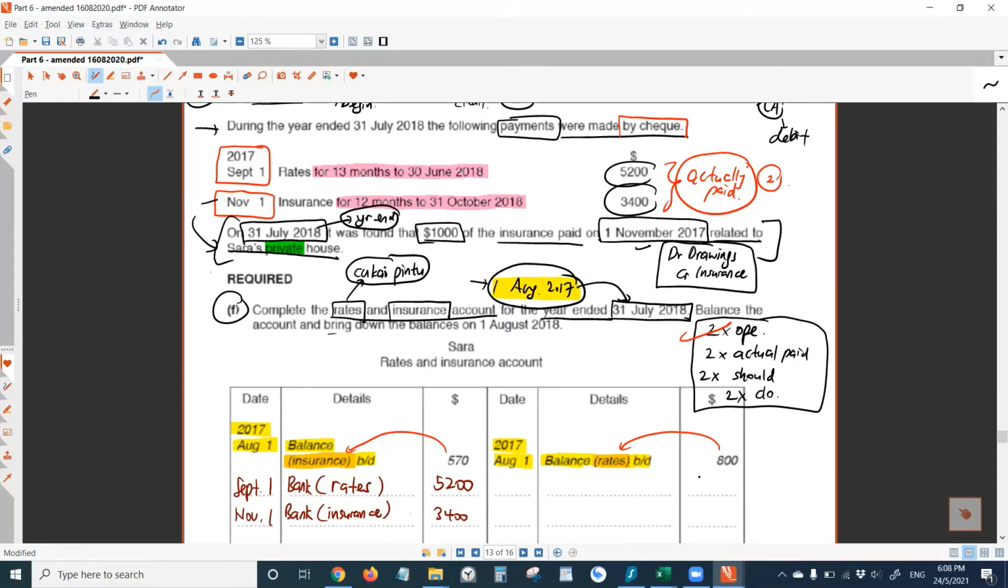So credit insurance account, 1,000. And then you write drawings, the name of the other account. Again, in brackets, write what this is for. This is for insurance. What is the date? The date of discovery of this drawing, which is the year end. It says on 31st July, right? It was found.